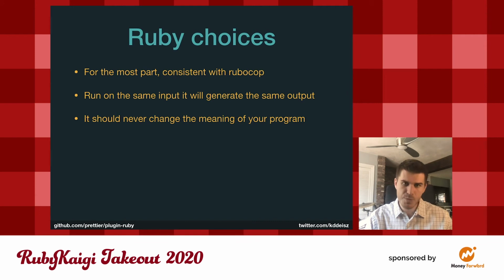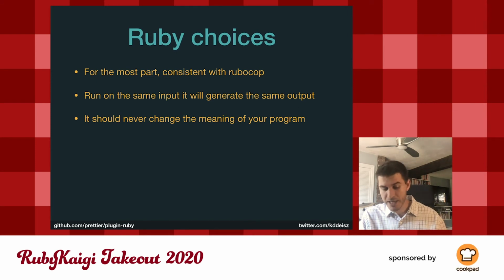So for the most part, as I've been creating this, a lot of this is kind of design decisions, really, of how you want to look at your Ruby code. And so for the most part, I've tried to stay consistent with RubyKaigi. I've tried to stay consistent with the overall community. I've tried to follow the rule that if it will always be idempotent, it will run on the same input, will always generate the same output. And finally, it should never fundamentally change the meaning of your program.